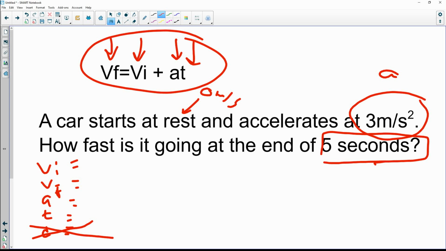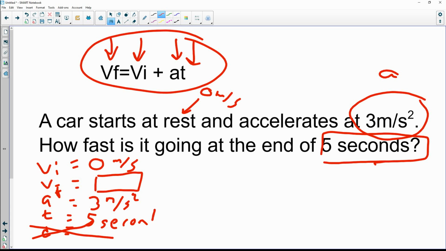We have some quantities within the problem that we know, and we also are missing a displacement that isn't even mentioned, and they're not asking for it. But what we do have is an initial velocity that's at rest, and we know that's 0 meters per second. And we have a final velocity that we're looking for, so we don't know what that is. We know the acceleration is 3 meters per second squared, and we know the time is 5 seconds. Okay? So we can use this equation. We'll talk about how to choose the proper equation in a little bit, but we can use this equation to do a little bit of algebra and figure out that final velocity.